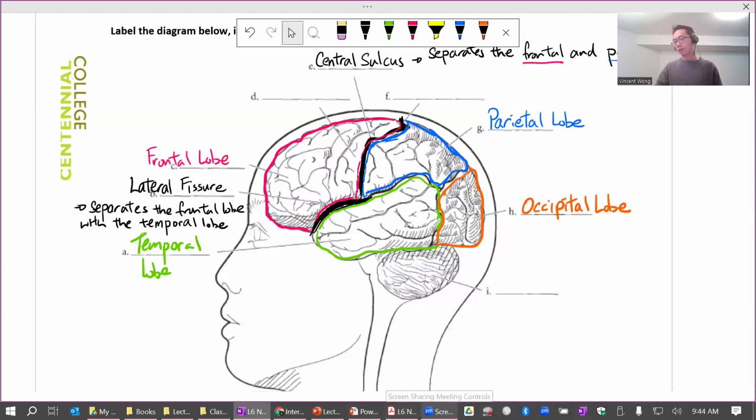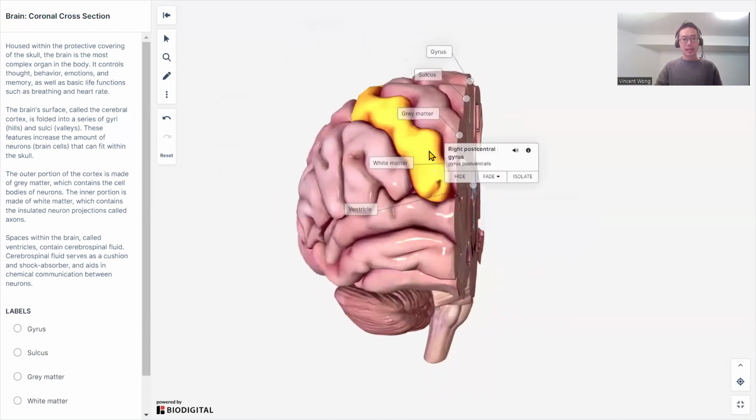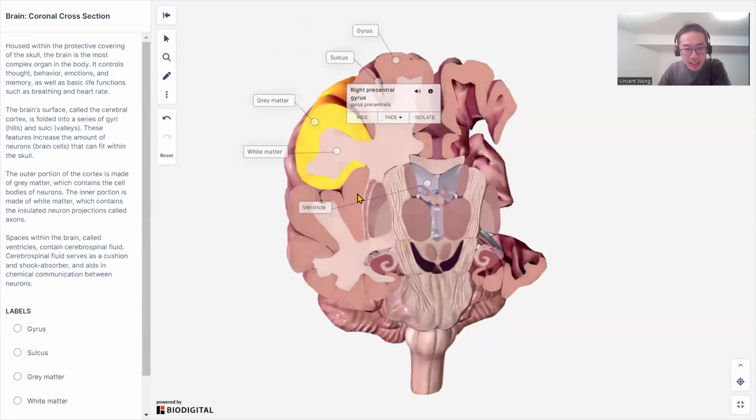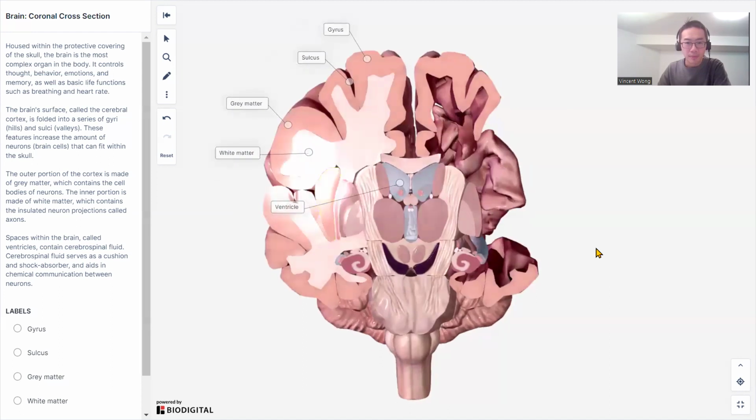I can show you briefly with the 3D model. You see here, that's the parietal lobe. This is the temporal lobe. And if you stick your hand in, that's the fifth lobe, the insula. You can't really see it because it's covered up. But there's a groove here, right? That's the lateral sulcus, the lateral fissure.